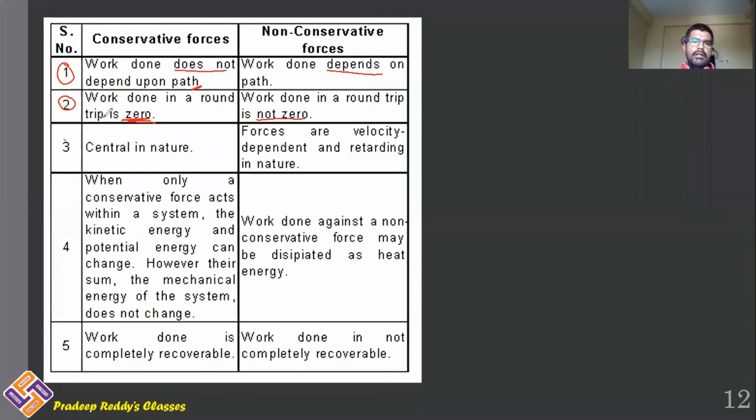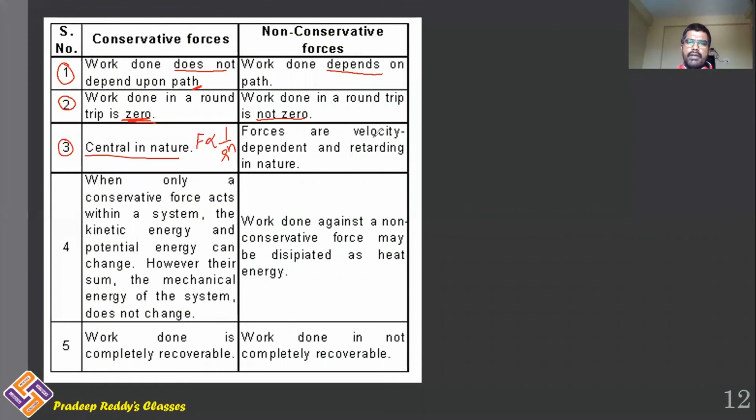And coming to the third one, conservative force is central in nature. For central force, an example is gravitational force, which is inversely proportional to r power n. And that force will be acting along the line joining between two masses or between two charges or between two points. Such forces are called central force. They are conservative in nature.